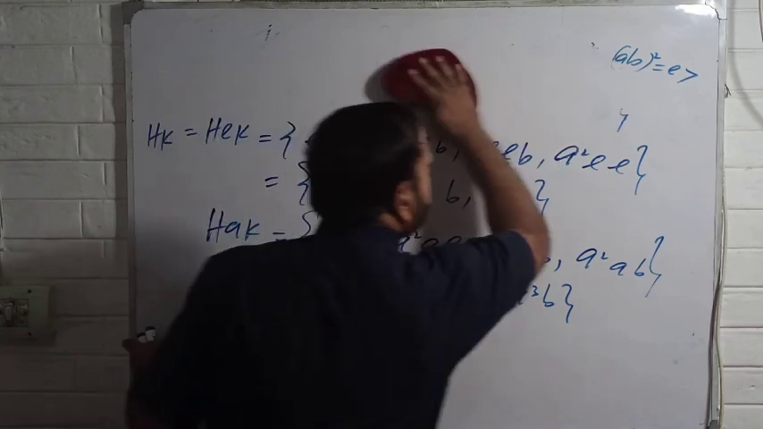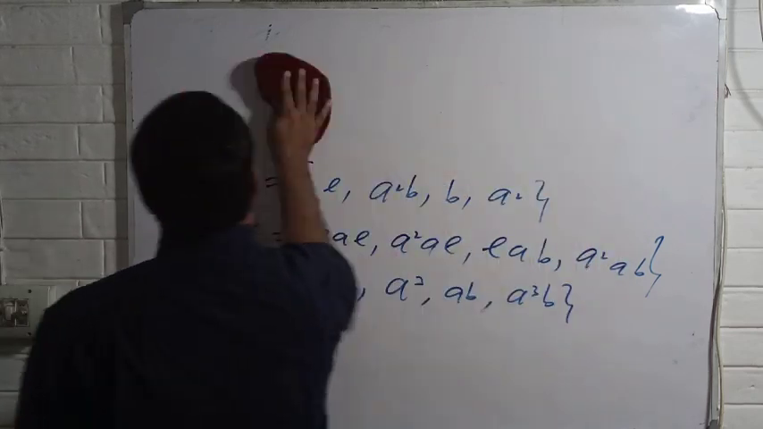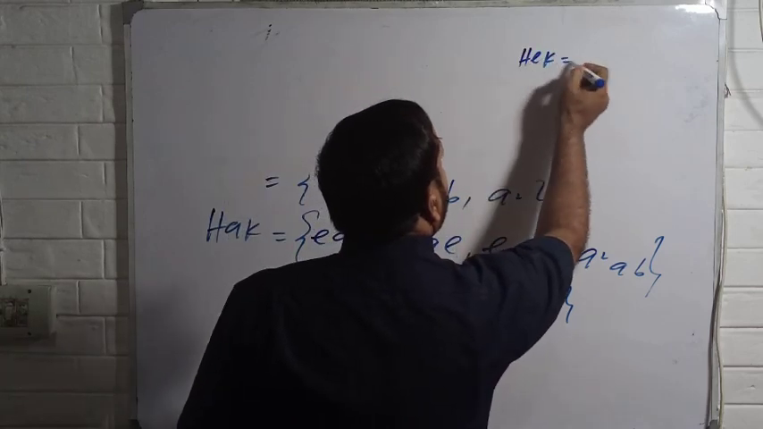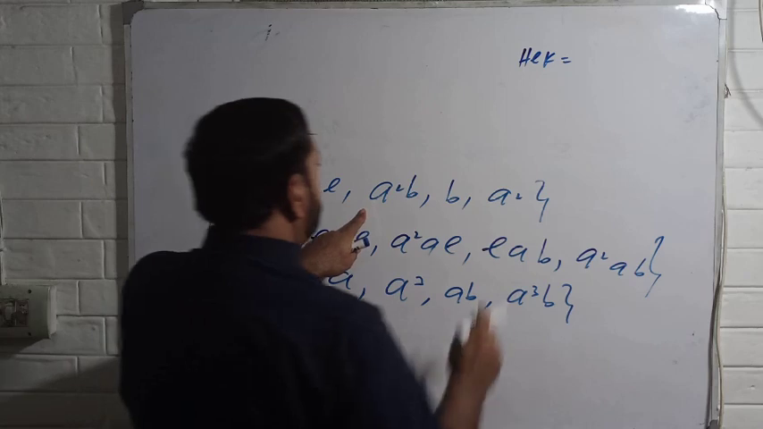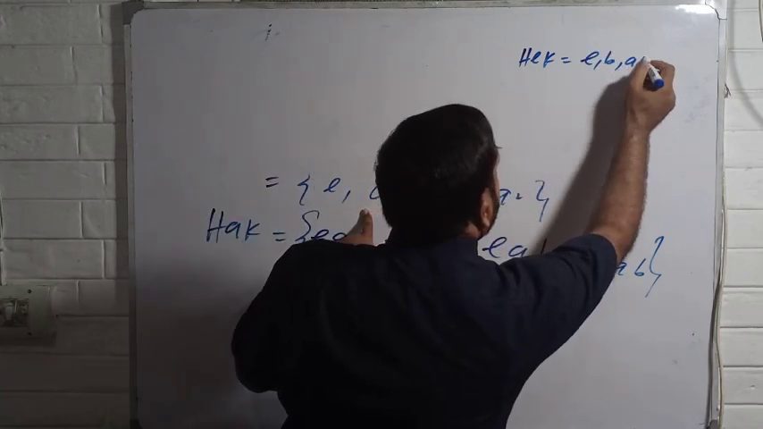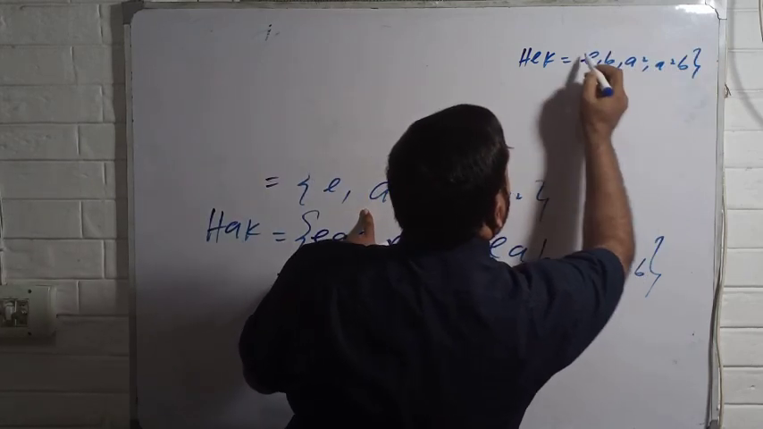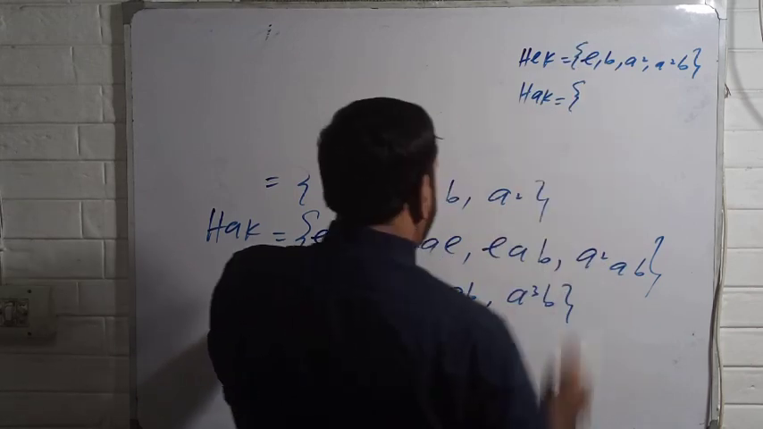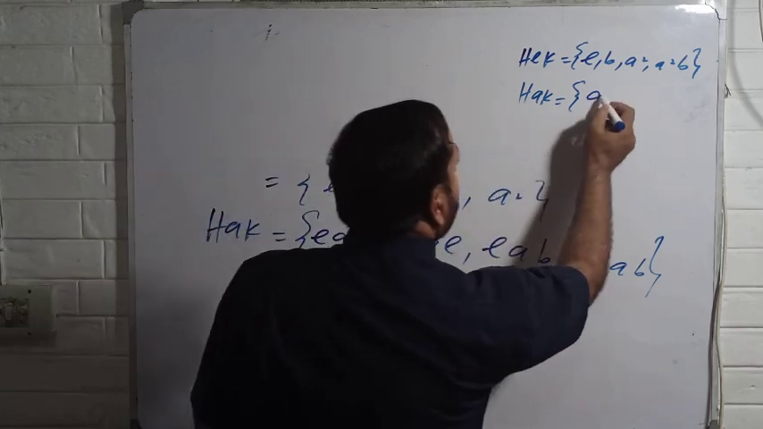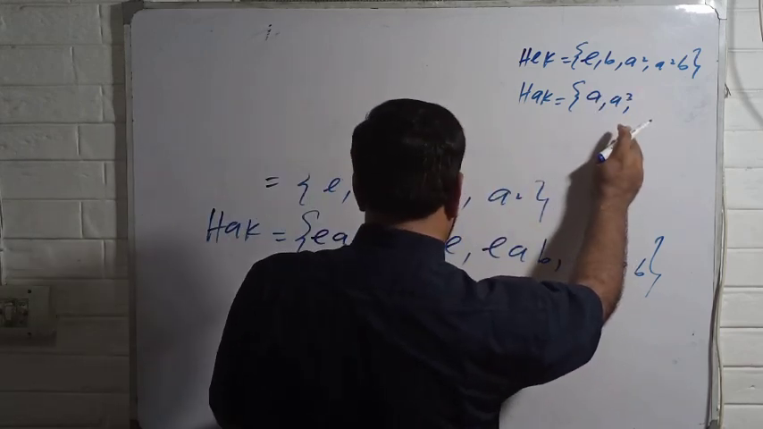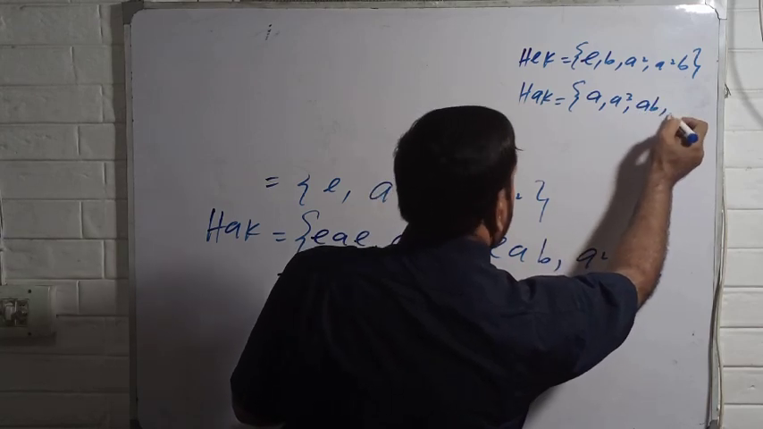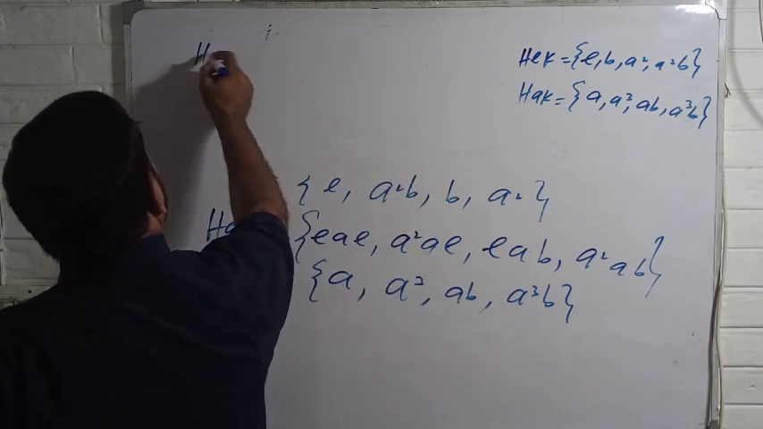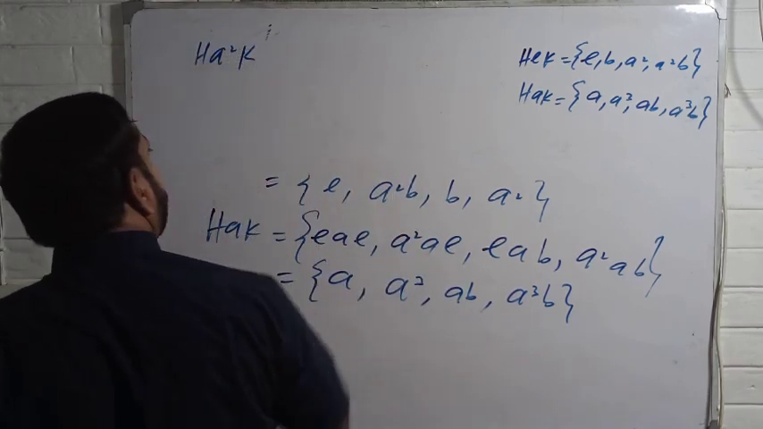For the sake of convenience, I want to write them separately. This was H, E, K. This was in fact the subgroup E, B, A square, B, and then H, A, K. We have seen that the remaining elements are A cube, A, B, and then A cube B. Then find H, A square, K.